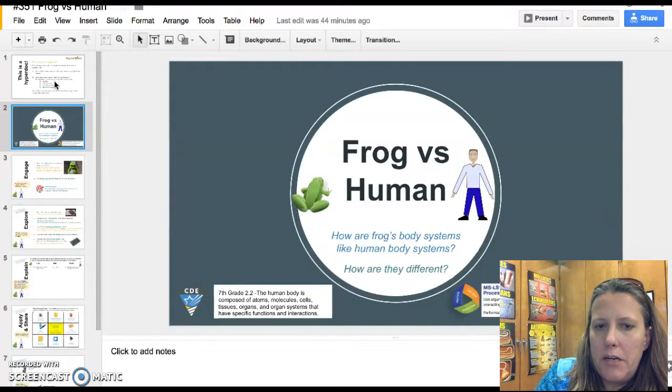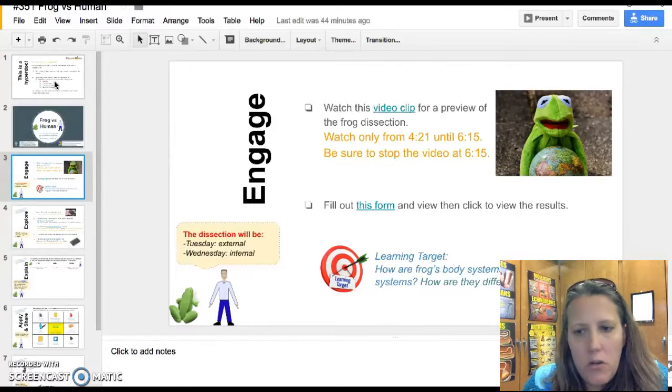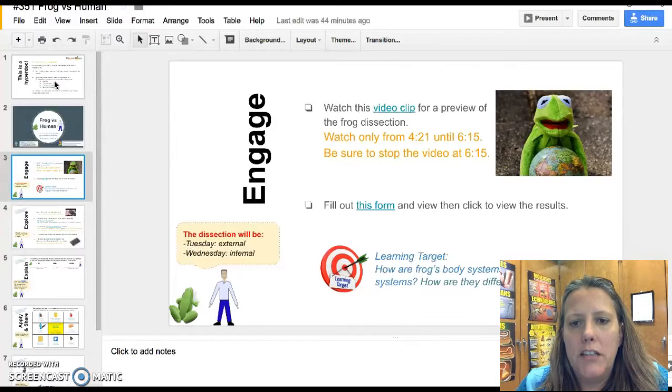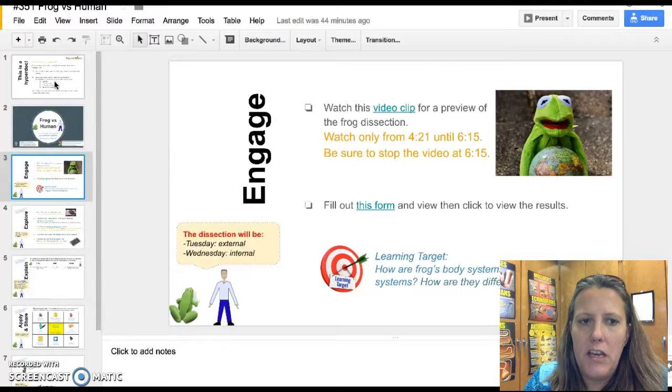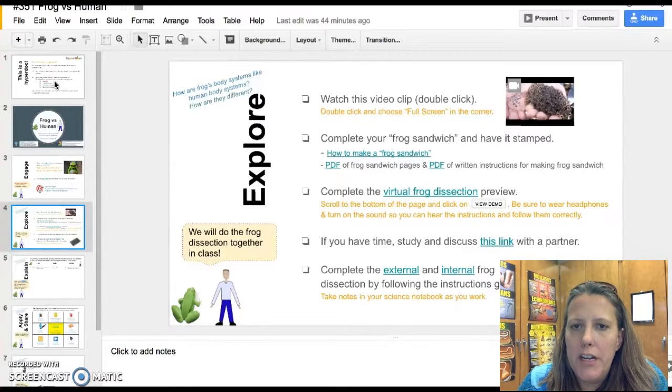We started by talking about our essential question, and then we went right into the engage, which was a quick little video clip of a frog dissection. They were already very nervous and knew we were going to be doing a frog dissection and had lots of questions, so I had them fill out a form to let me know how they were thinking as part of the engage.